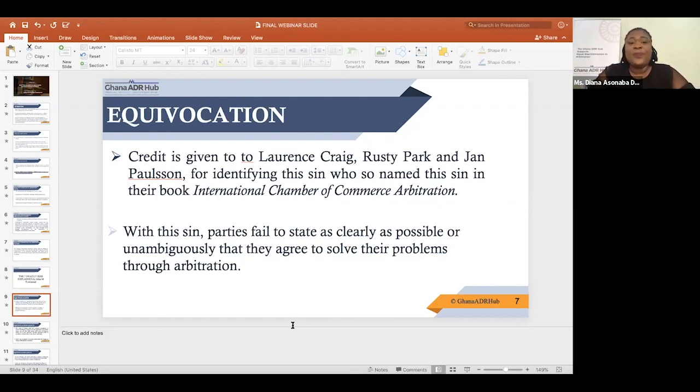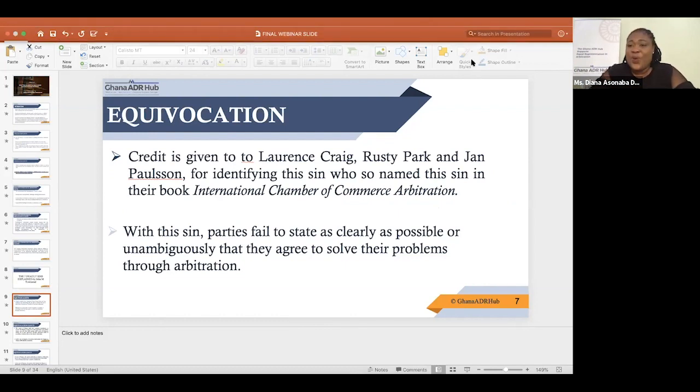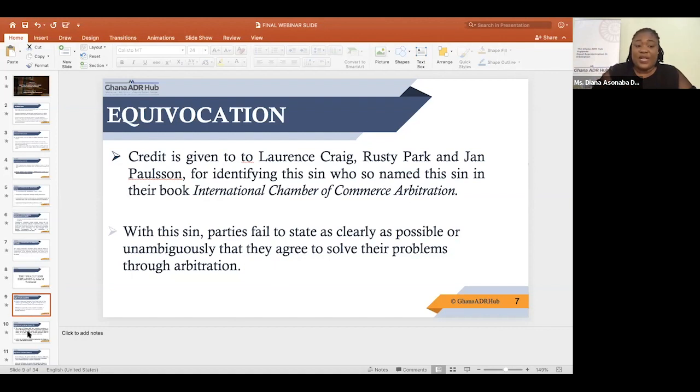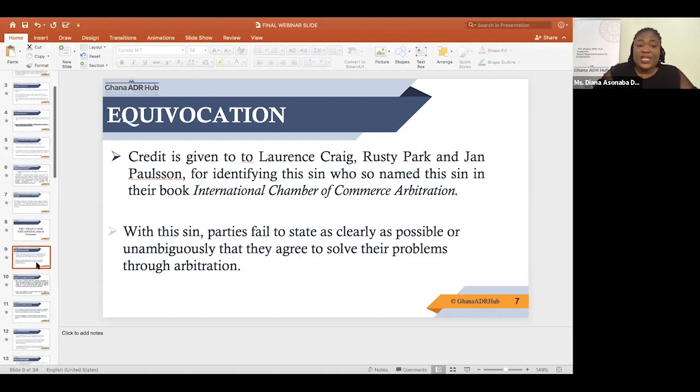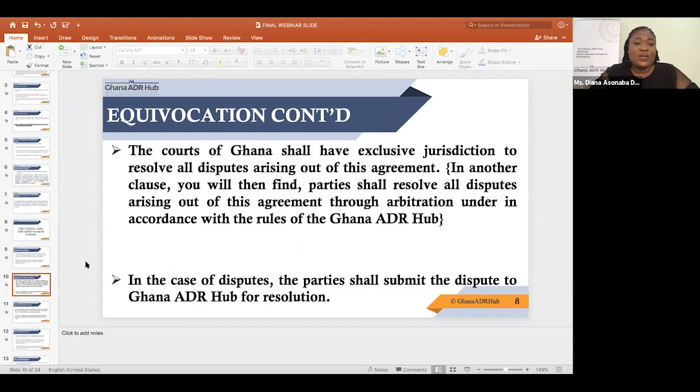According to Townsend, this is a sin where parties fail to clearly state what they want, whether they want to go to arbitration, whether they want to go to any other form of ADR, or even whether they want to go to court. Now, when you have such an example of an arbitration clause in your agreement, it's not clear whether you're going to arbitration or court. Let's take a look at some few examples that I have here.